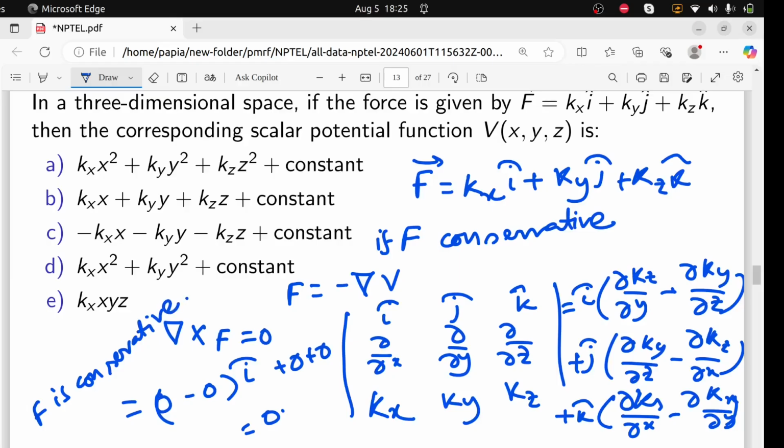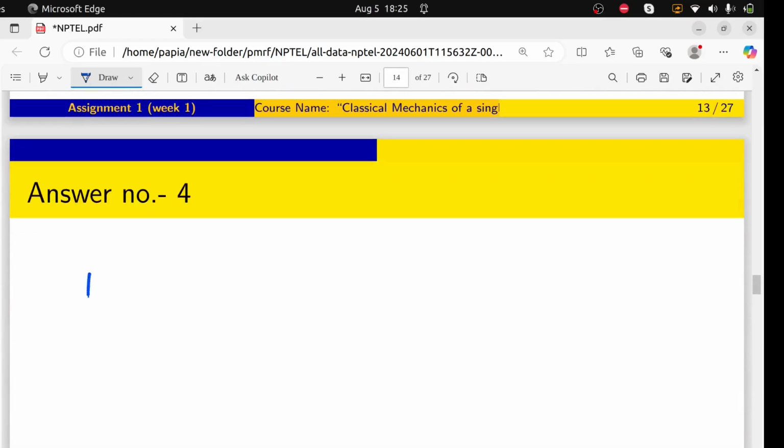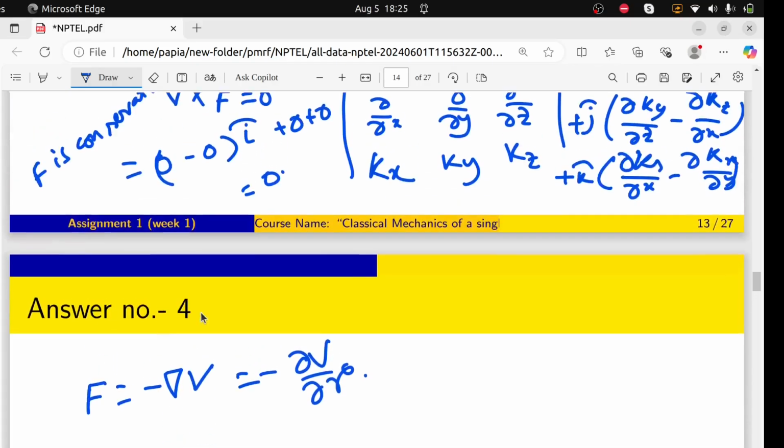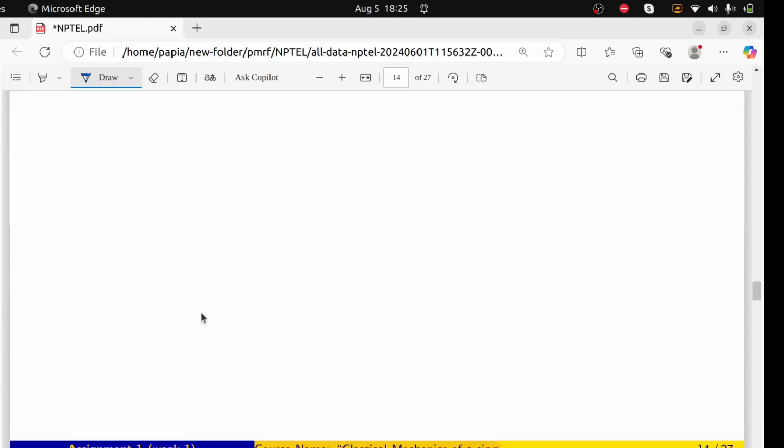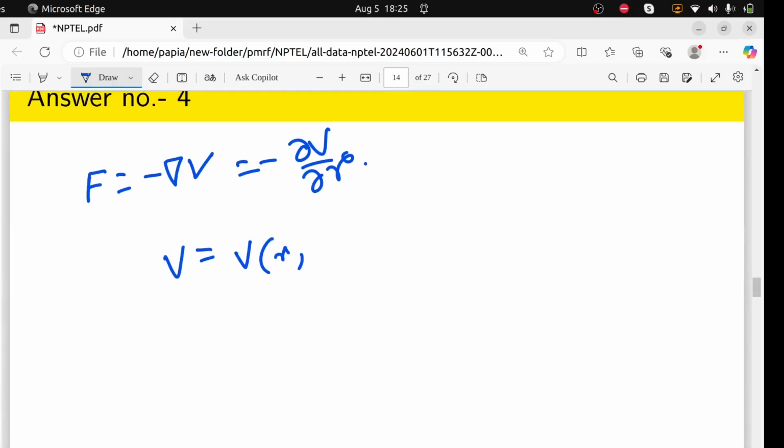Okay, so F is conservative. Now if F is conservative, then I can write it like this: F equals minus del V del r. Now what will be the value of V? They are asking what will be the value of V as a function of x, y, z. So I am writing V as a function of x, y, z, which will simply be F dot dr, because F was equal to minus del V del r.